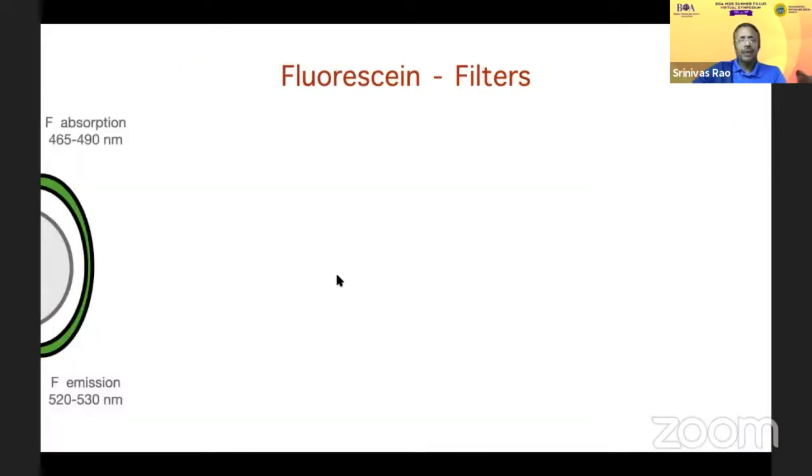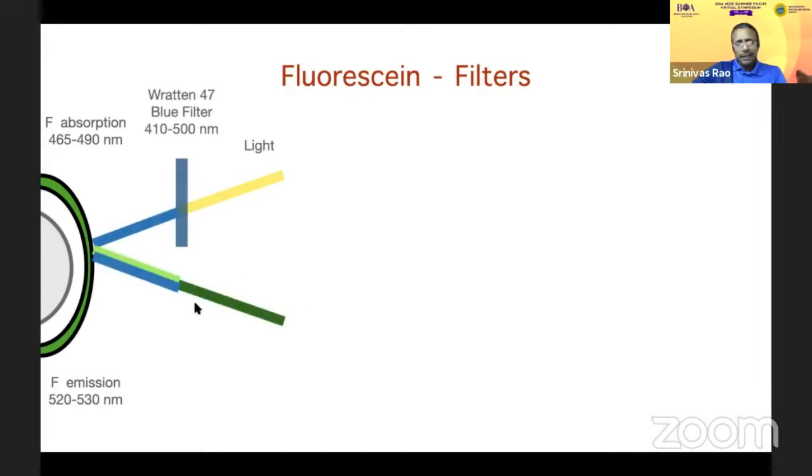If you have a fluorescein-stained surface, in order to excite it maximally, we use a cobalt blue filter so that the appropriate light of excitation reaches the surface. And then when the light is reflected back, in order to take away the blue light and appreciate the fluorescence better, we can use a Wratten yellow filter so that only the fluorescence comes into our sight.